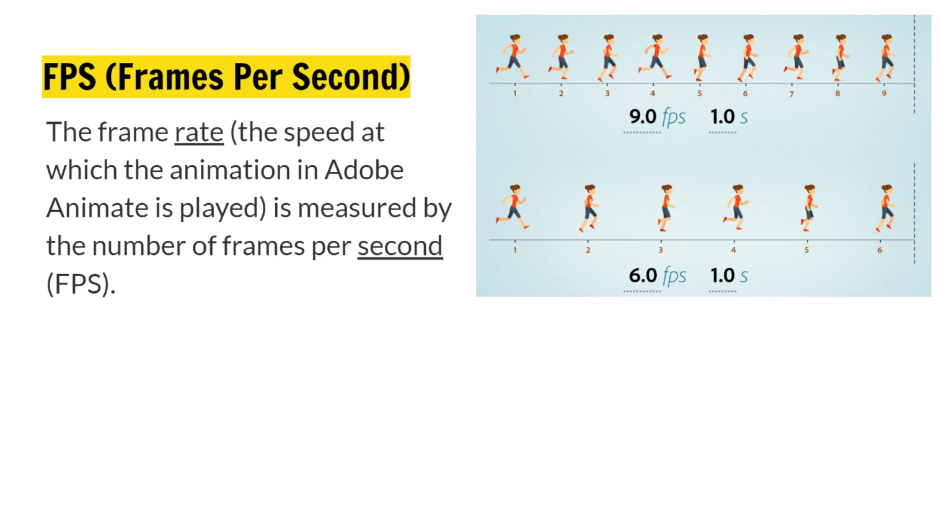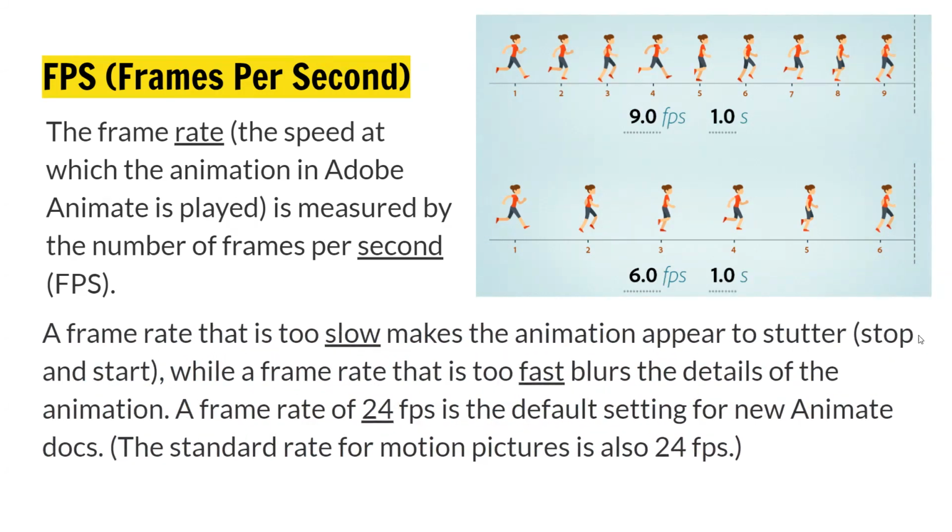FPS, or frames per second, this is going to be your frame rate. So the frame rate is the speed at which the animation in Adobe Animate is played. It is measured by the number of frames per second. A frame rate that is too slow makes the animation appear to stutter, stop and start, while a frame rate that is too fast blurs the details of the animation.